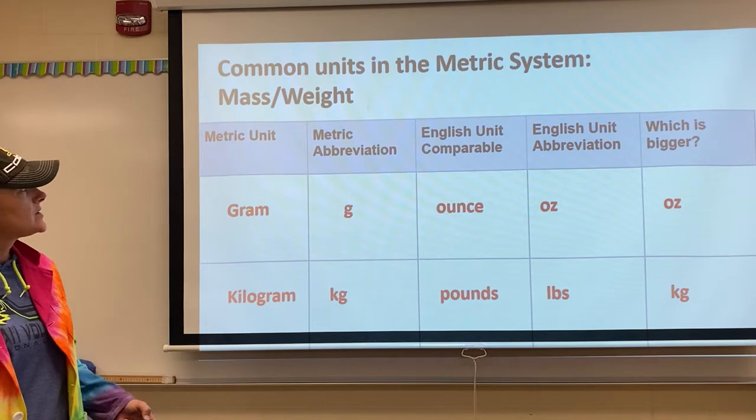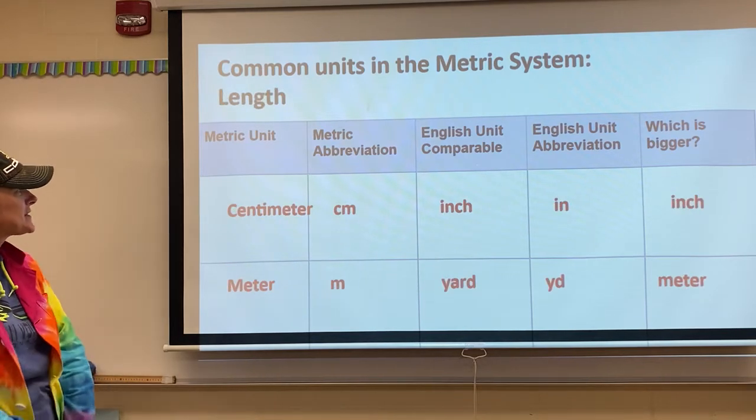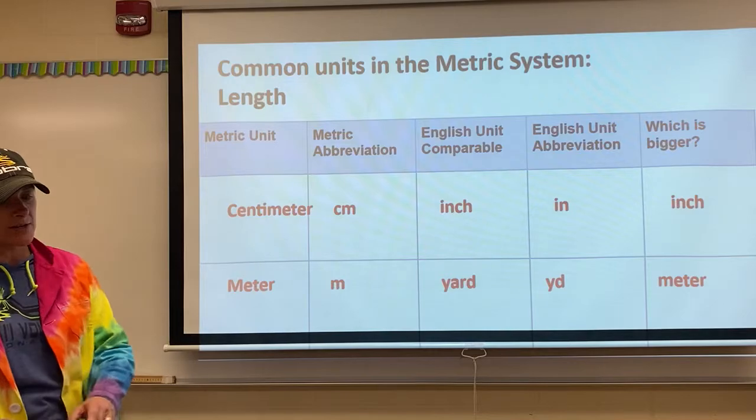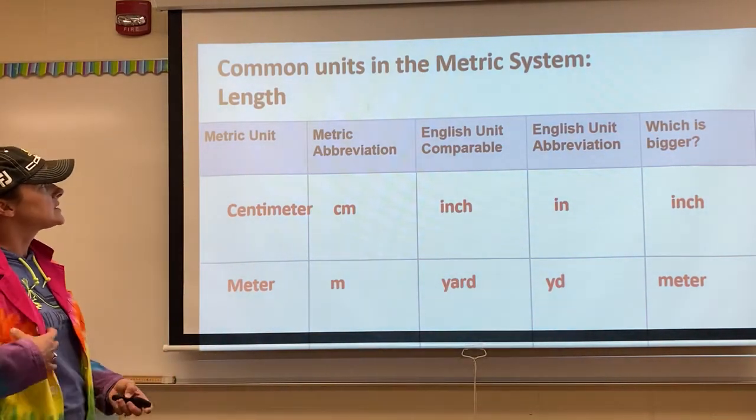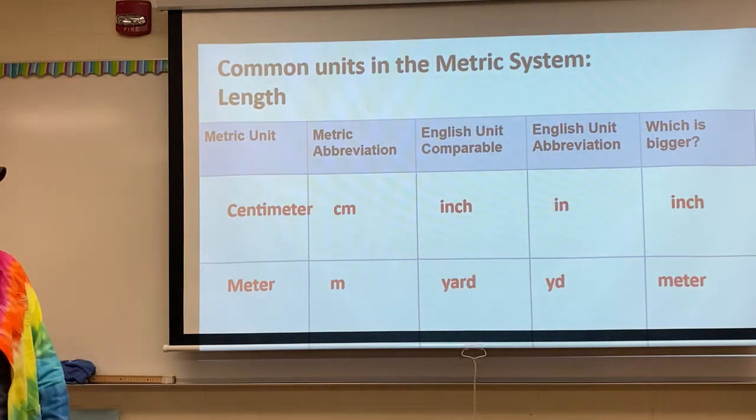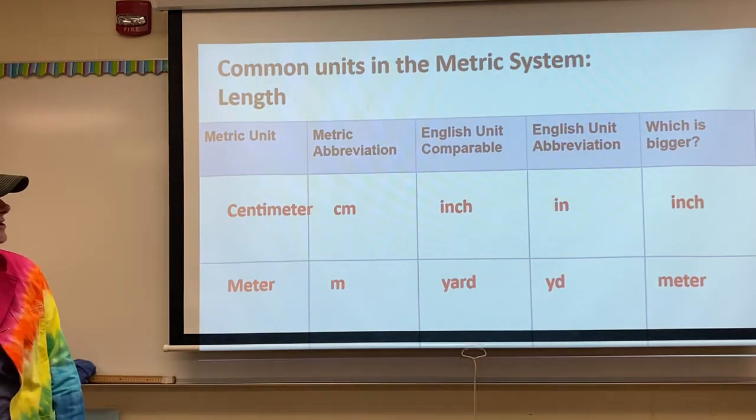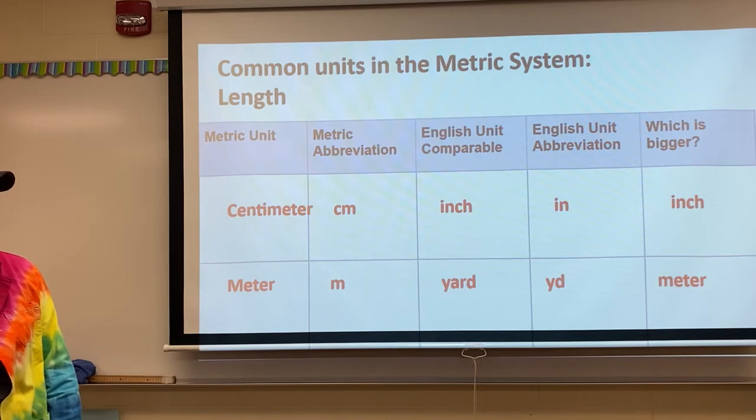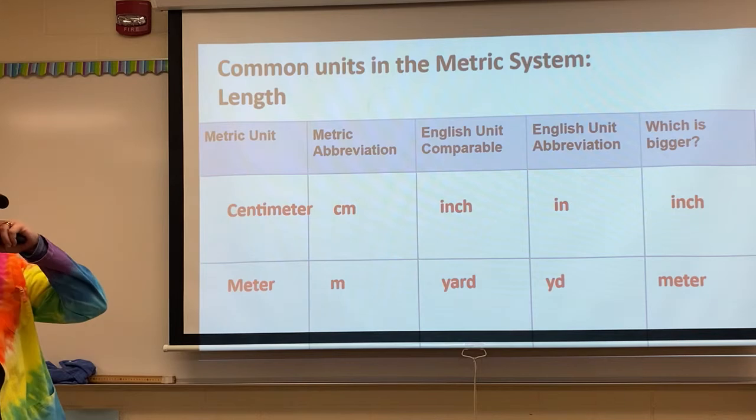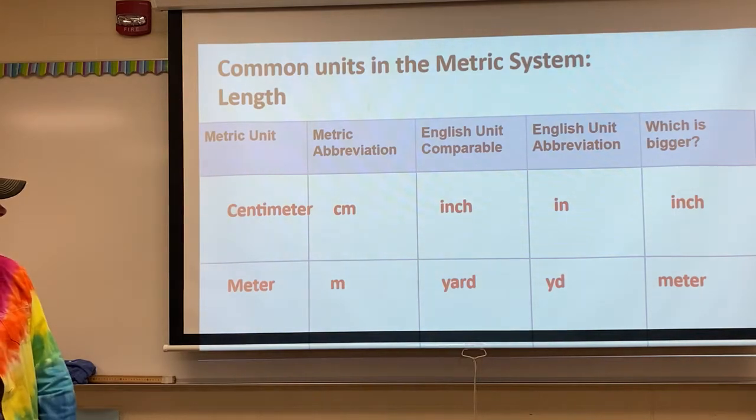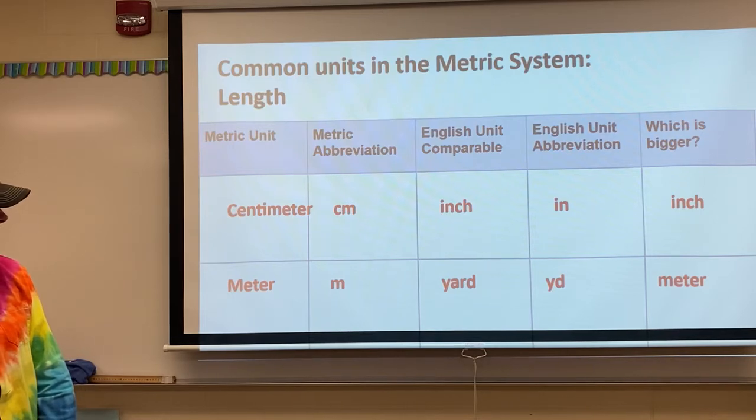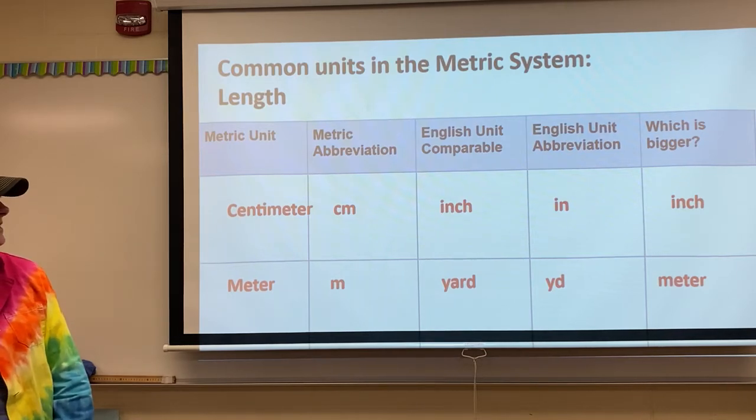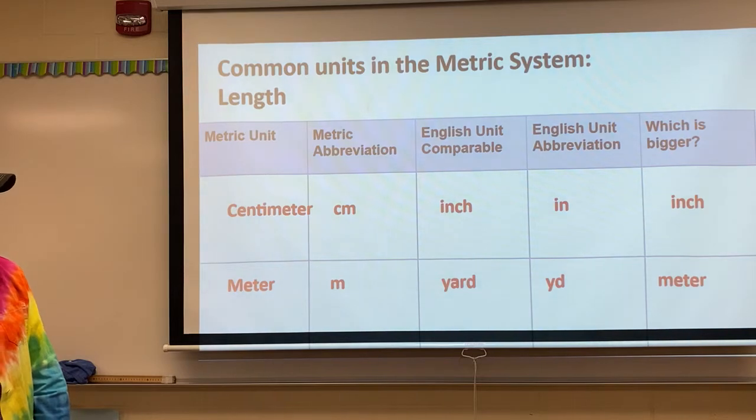Oh, sorry, I forgot about this one. Length. With length, we looked at both centimeters and meters. So centimeter, abbreviated cm. The English comparable is inch, abbreviated in, and an inch is larger than a centimeter. Those are things that you looked up with the lab to help you through. And then meter, abbreviated m. The English comparable is a yard, yd, and a meter is larger than a yard.